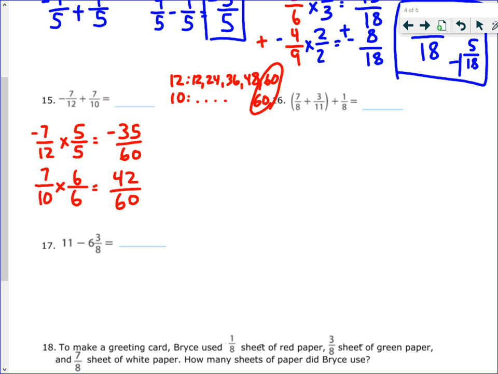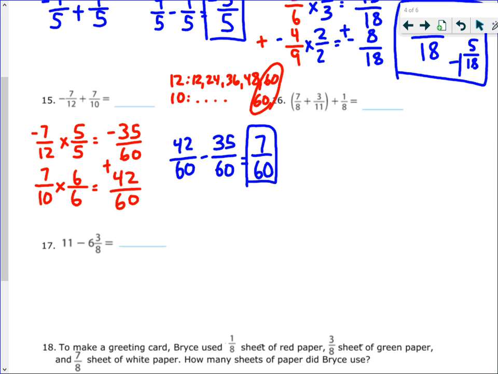And remember, we're adding these. But since the signs are different, we're actually subtracting them. And then we're going to see which one has a greater absolute value. And in this case, it's 42 over 60. So my answer is going to be positive. So 42 over 60 minus 35 over 60 is equal to 7 over 60. And like I said, 42 over 60 is bigger than 35 over 60, so my answer is going to stay positive. So 7 over 60 is my final answer for that one.